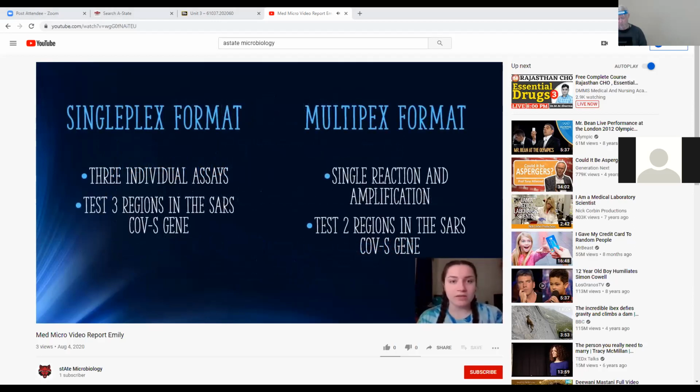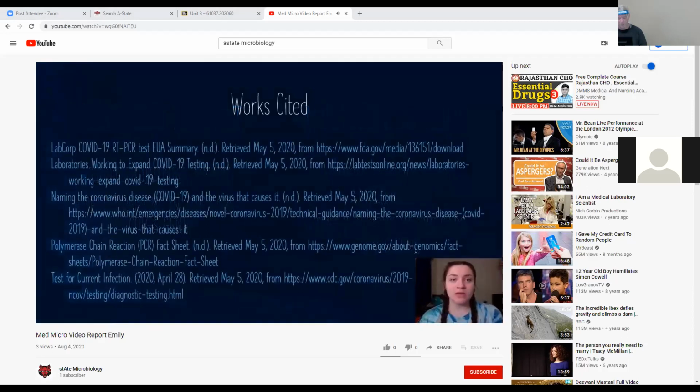In a single-plex format, the test uses 3 probe sets to detect 3 regions of the SARS-CoV-2 nucleocapsid gene, and 1 probe set to detect human RNase P. When multiplexed into a single reaction, the test uses 2 probe sets to detect 2 regions of the SARS-CoV-2 nucleocapsid gene, and 1 probe set to detect human RNase P. I found my information for this presentation from Blackboard, which is under the Food and Drug Administration, Lab Tests Online, the World Health Organization, the National Human Genome Research Institute, and the Centers for Disease Control and Prevention.